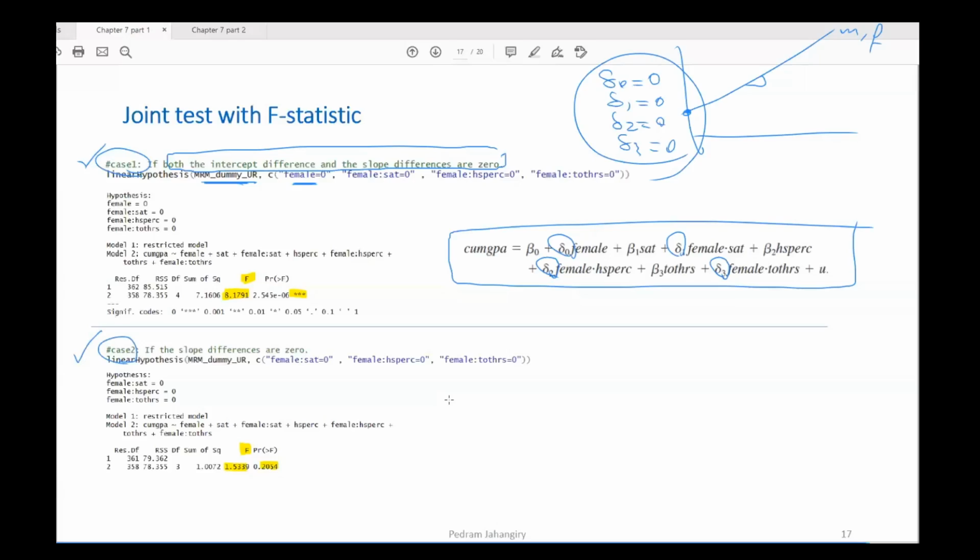This is the delta 0 female. This is my delta 1 female interaction SAT. Be careful, you have to put column. Female interaction SAT, female interaction high school percentage, female interaction total hours. So it really doesn't matter if you put equal to 0 or not, because in R, by default, it's going to be equal to 0.